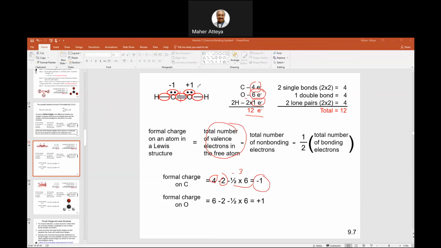Oxygen will be 6. This is the total, minus the non-bonding, which is 2. 2 from the non-bonding. And half of the bonding is 1, 2, there's 2 here set and 2 here set, 6. Those are 6. Correct? So therefore it is plus 1 if we have this charge. Correct? So that's how to calculate the formal charge.